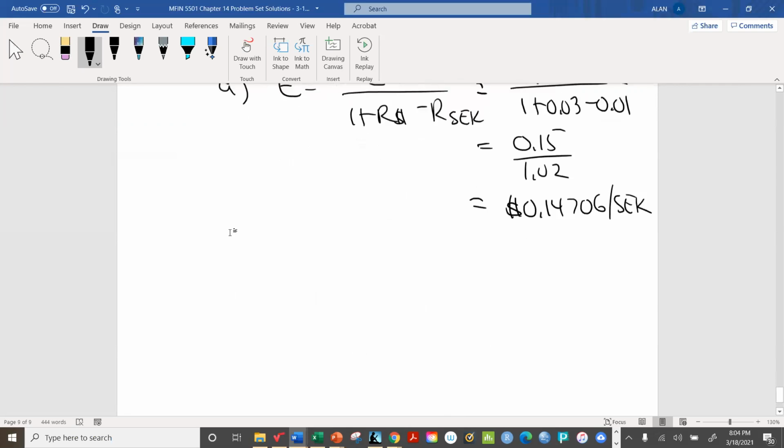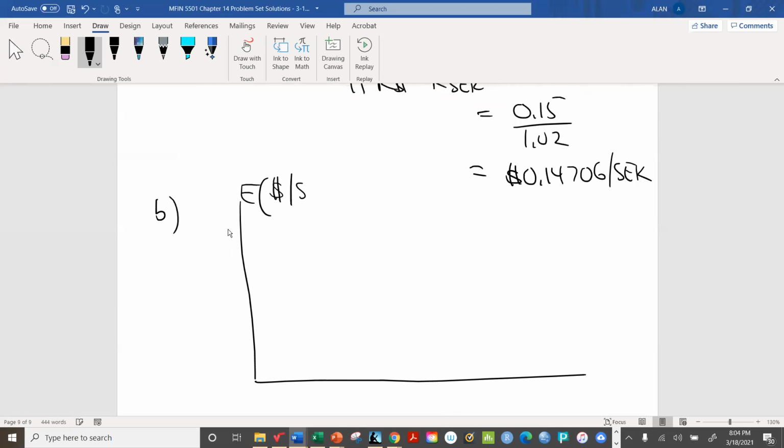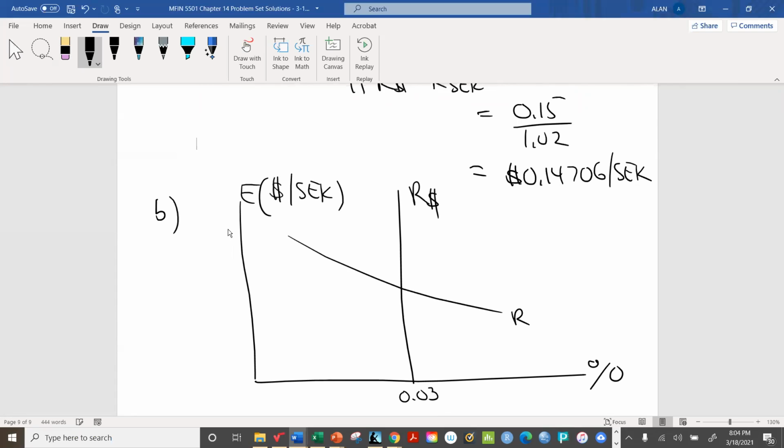And so graphically, how can we show this? All right, the US rate, once again, was 3%. And here, where they cross, we have the equilibrium exchange rate of 0.14706 per krona.